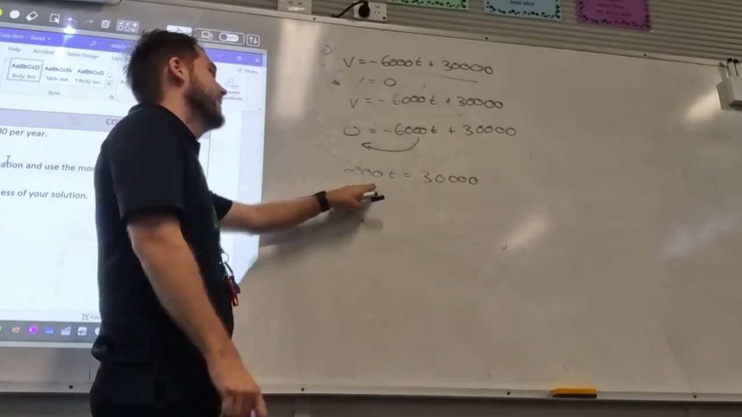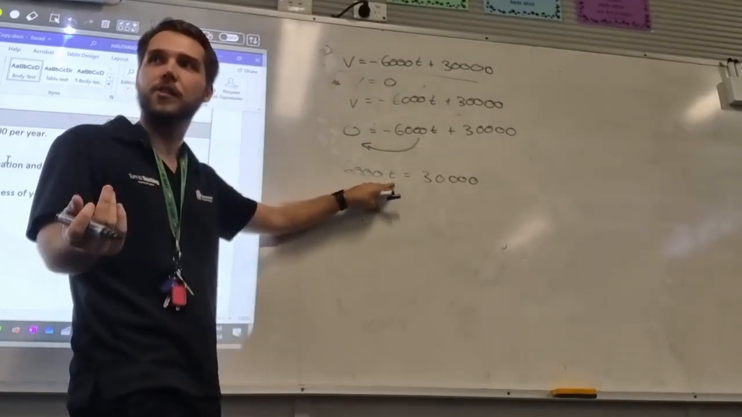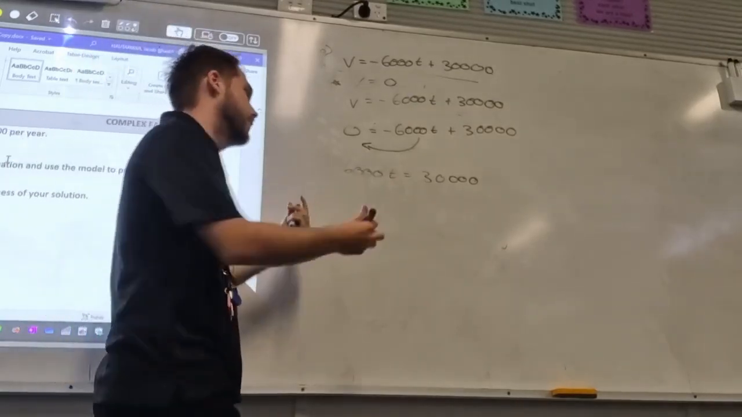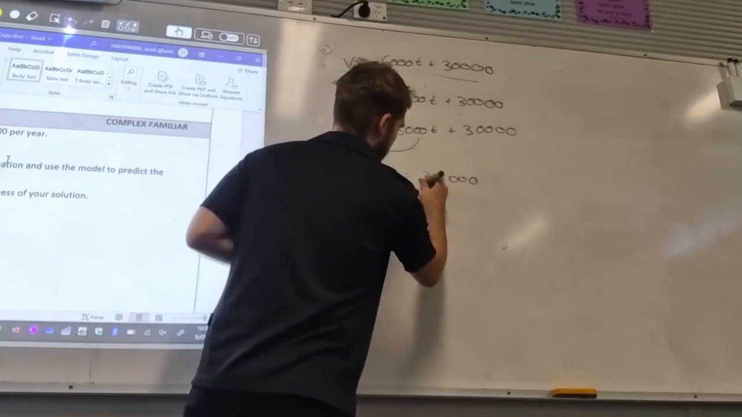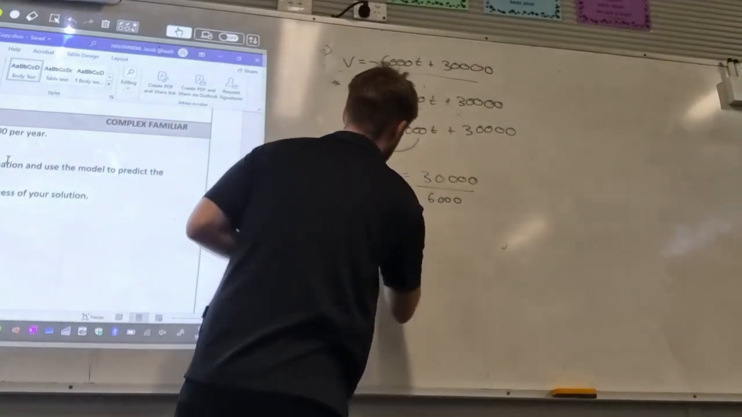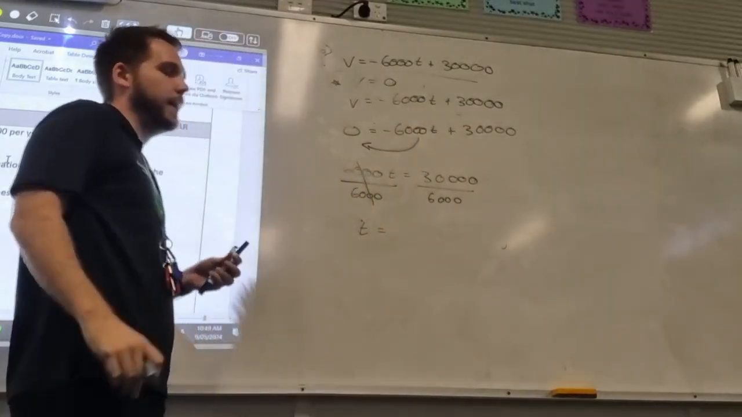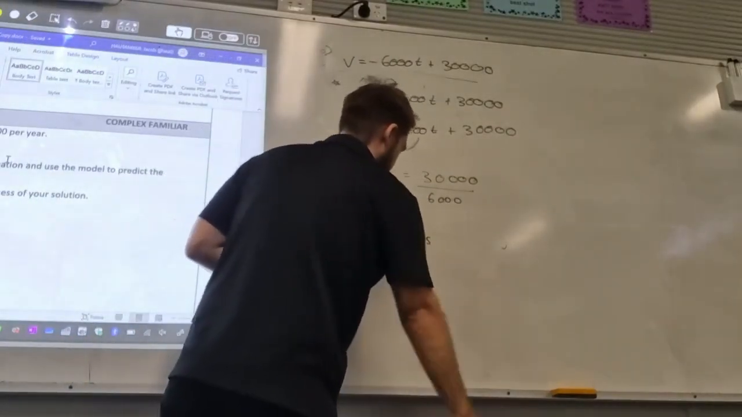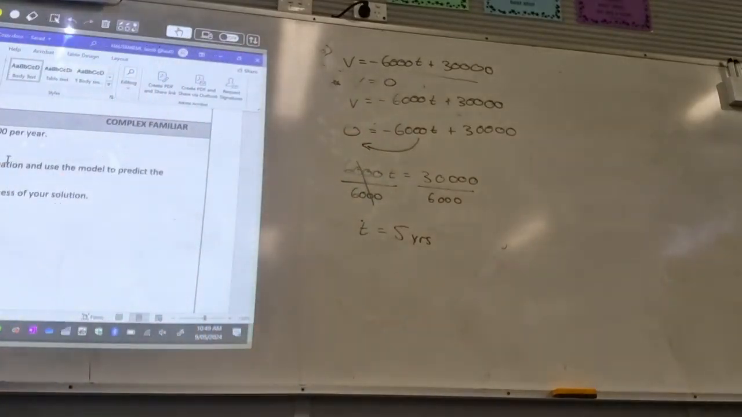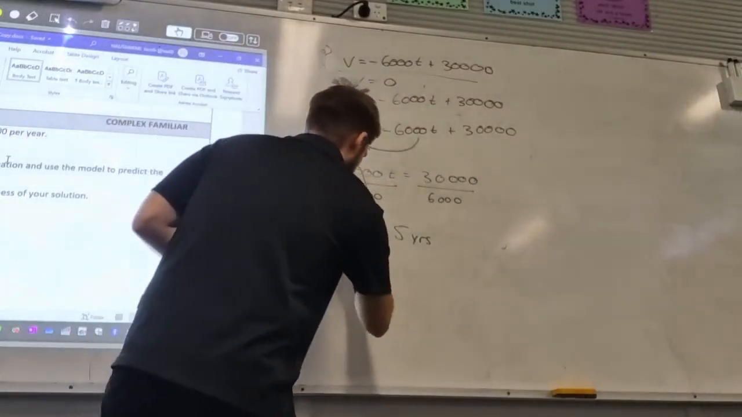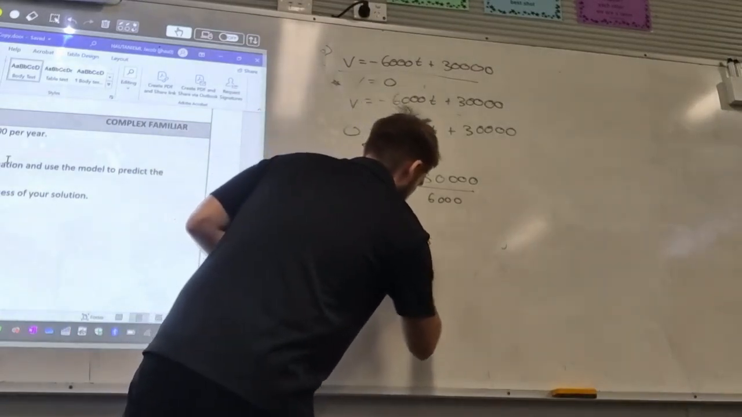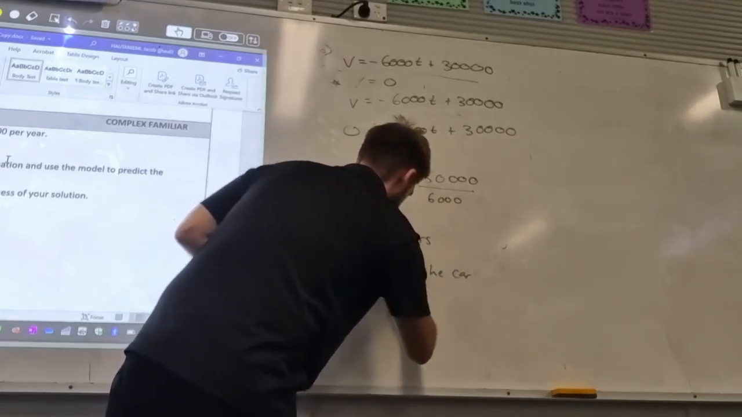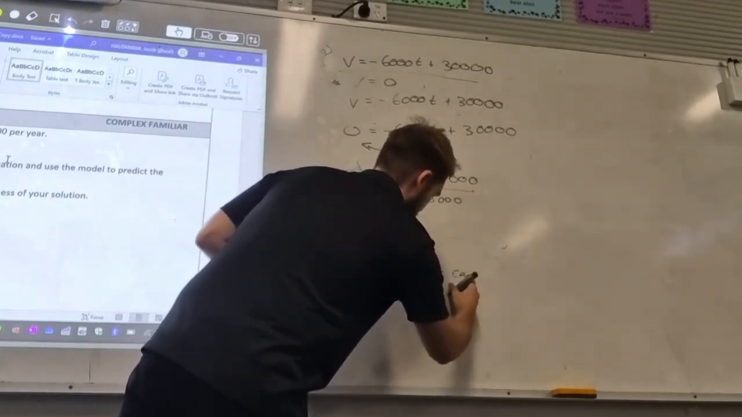Okay, now to find the time, 6,000 times the time. 6,000 times t, what's the opposite of times 6,000? Divide. Divide by 6,000. So t is equal to 30,000 divided by 6,000, which is equal to 5. 5 years. So now give me a sentence. After 5 years, the car will have zero value. That's what I'll say.